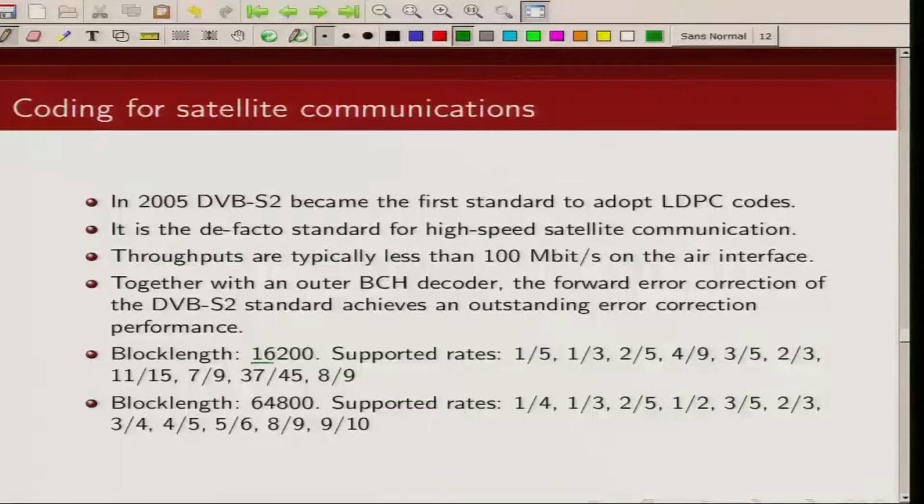It can support a block size of 16,200, and these are the various code rates that have been supported. So, these are the various code rates being supported by this standard. Similarly, for a block size of 64,800, these are the various code rates that have been supported in this standard.